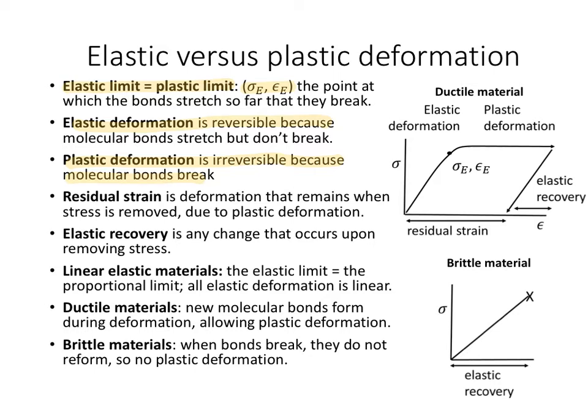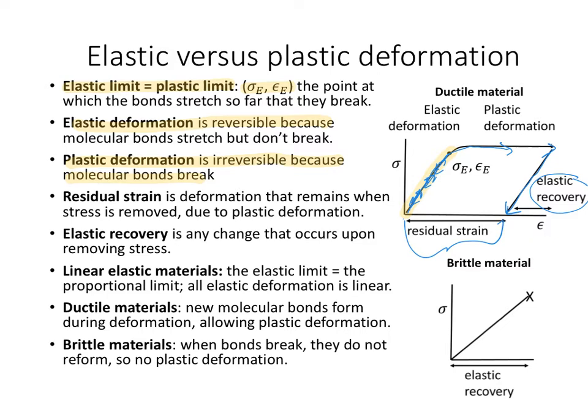So in this figure, here we're within the proportional limit, and at that point, if we were to let the strain off, we would go right back on the same line, and that's completely elastic recovery, and there's no residual strain. If instead we keep pulling past that elastic limit, and then at some other point take the strain off, we will have elastic recovery still, but we will leave this region of residual strain, which is deformation that remains when the stress is removed due to plastic deformation.